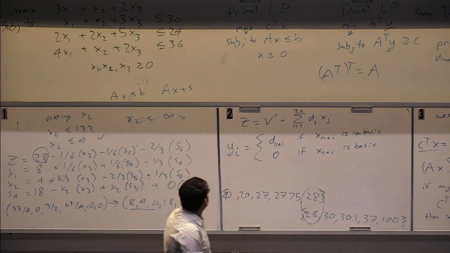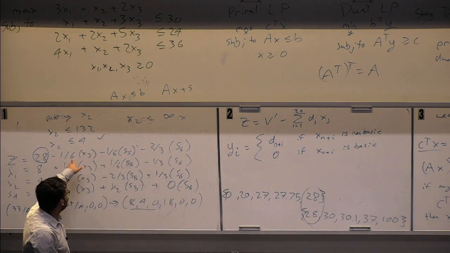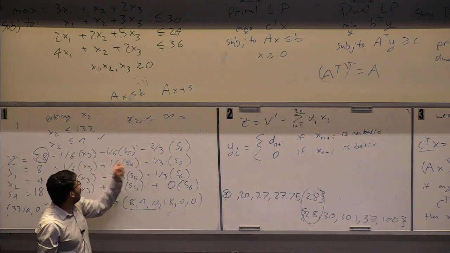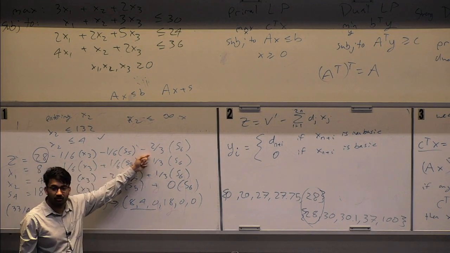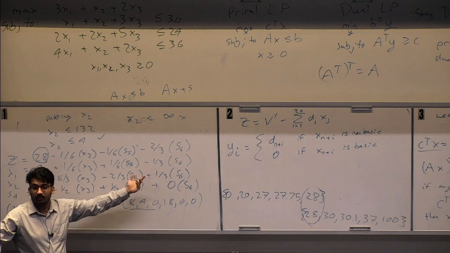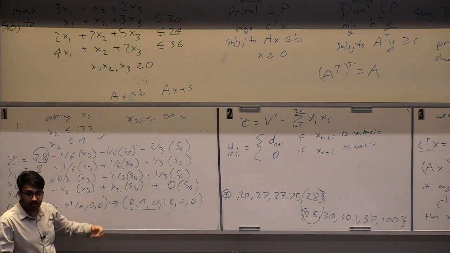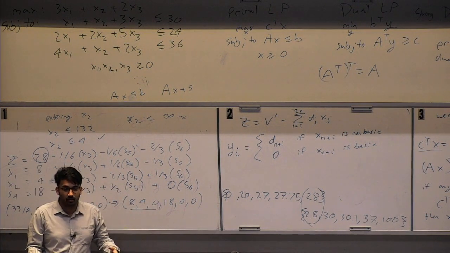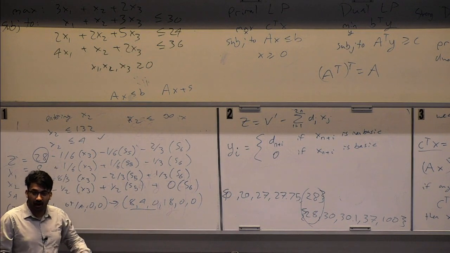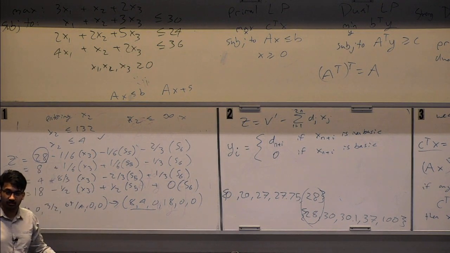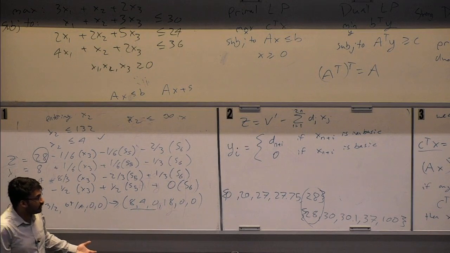So in fact, this is our z. These coefficients of 1/6, 1/6, 2/3 actually is the y. You were optimizing the coefficients at the same time as optimizing x1, x2, and x3. The coefficients are actually just the y solution, right? That's what it is.